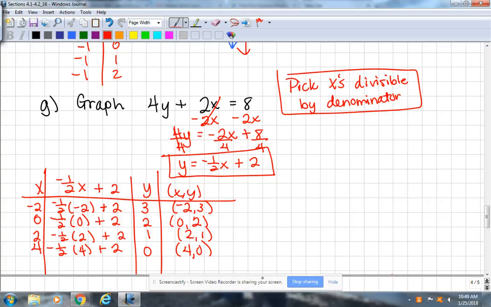Using that little trick, picking x's that are divisible by your denominator if you have a fraction will make your life a little bit simpler, okay? So left 2 at 3, 0, 2, 2, 1, 4, 0.